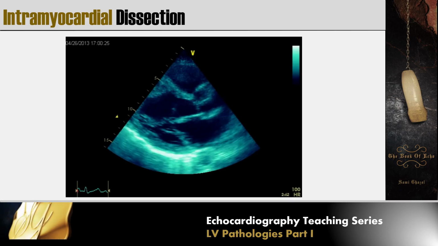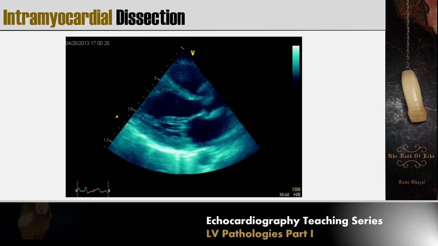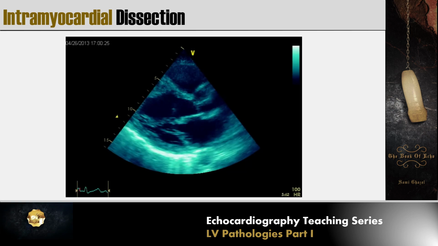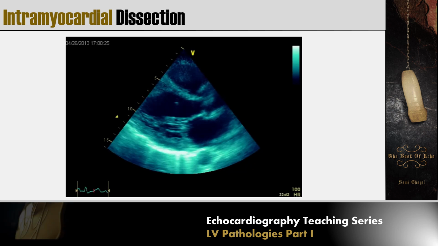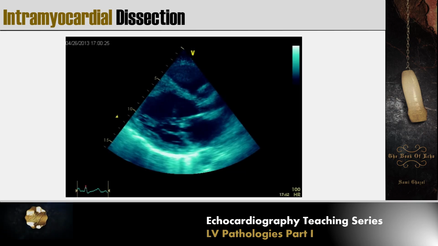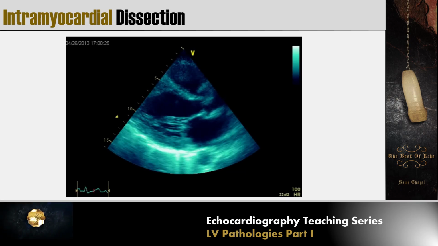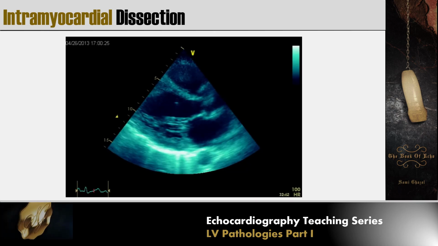Now, intramyocardial dissection or intramyocardial dissecting hematoma. It is a rare complication for sure of acute myocardial infarction. It can be seen with different etiology, for example, trauma. It is caused by a hemorrhagic dissection. So you will have a hematoma within the myocardium that will dissect the myocardium apart. Usually the hematoma is due to rupture of a capillary within the myocardium.